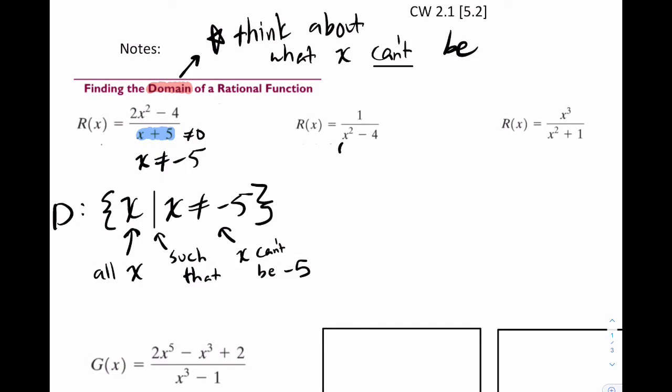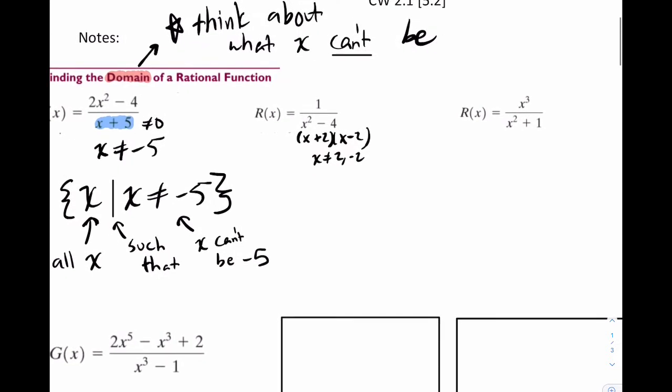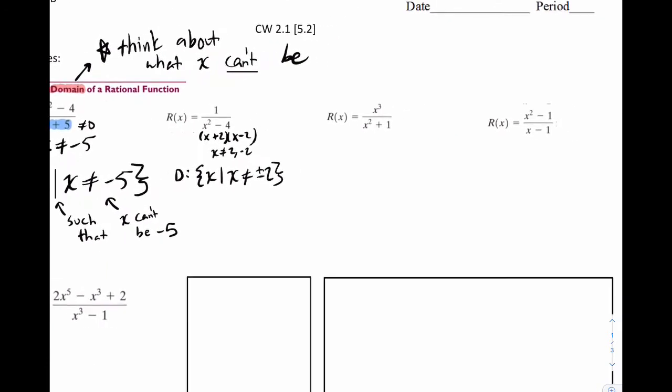On this one, I can see this has to be factored. And now we can kind of see it. X can't be 2 and negative 2. So for our domain, we make a squiggly bracket. X such that x cannot be plus or minus 2. And we're done. That's your domain. Go to the next one.